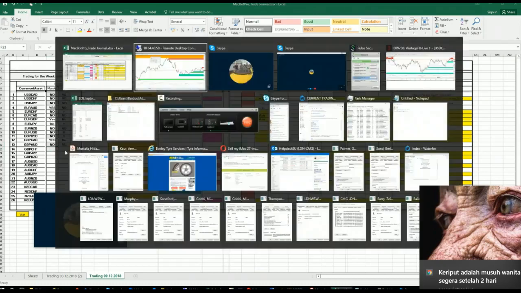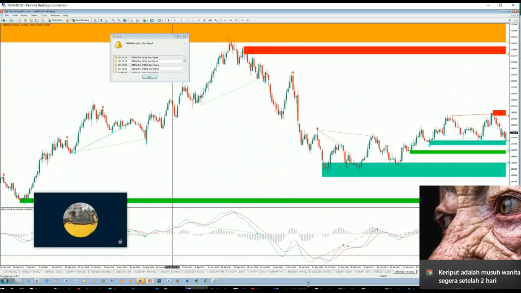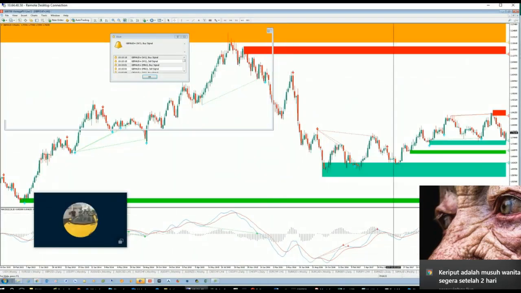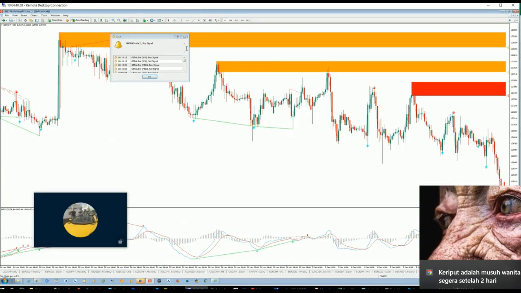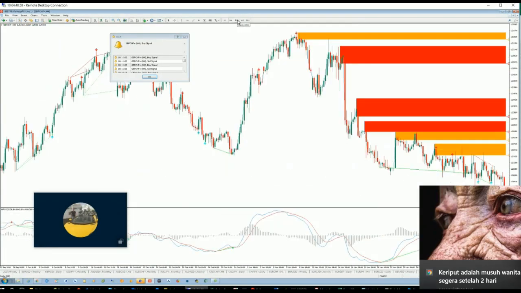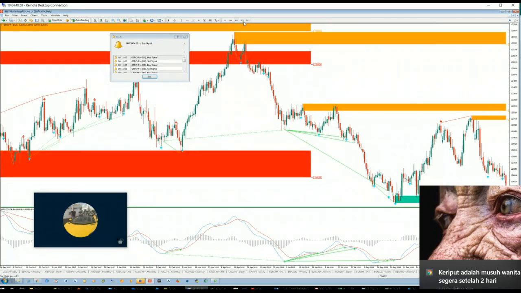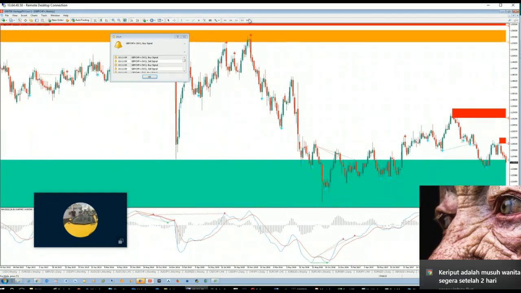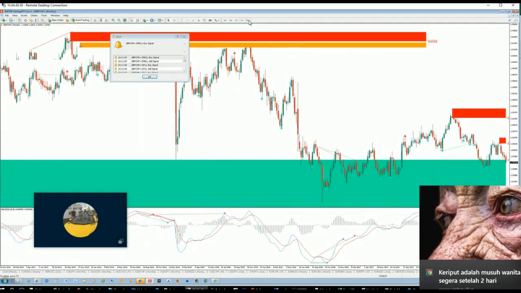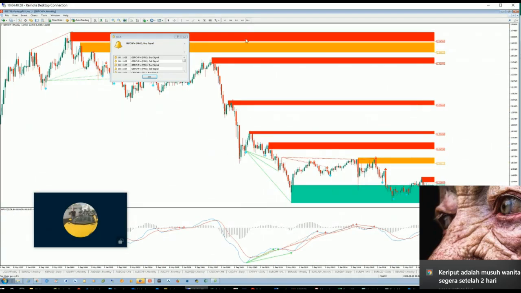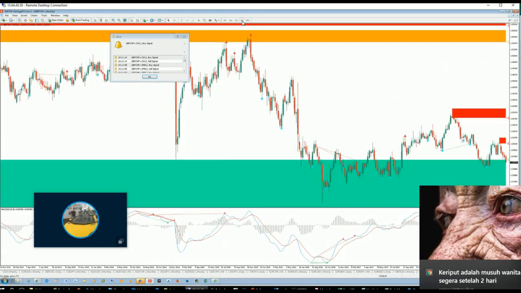GBP, CHF. This one's gonna be a big one. Okay, so we're deep in the monthly, so it's a yes. Next we'll do the weekly. That's a huge one.